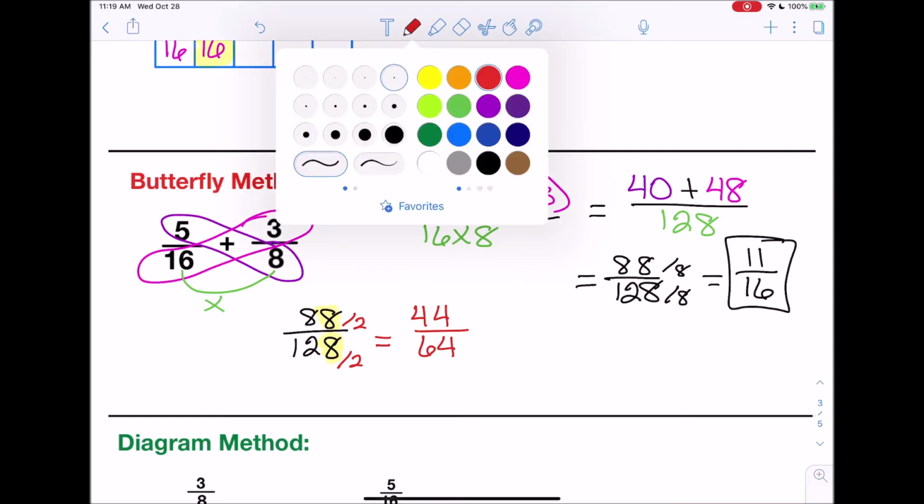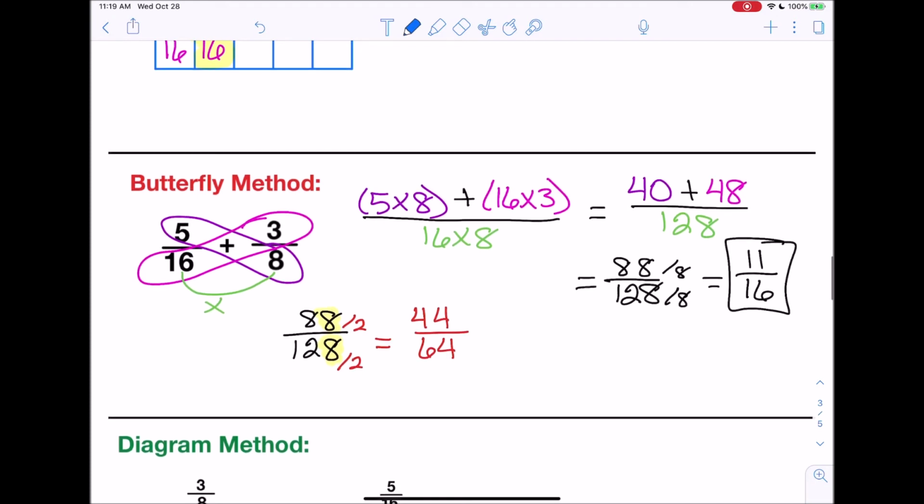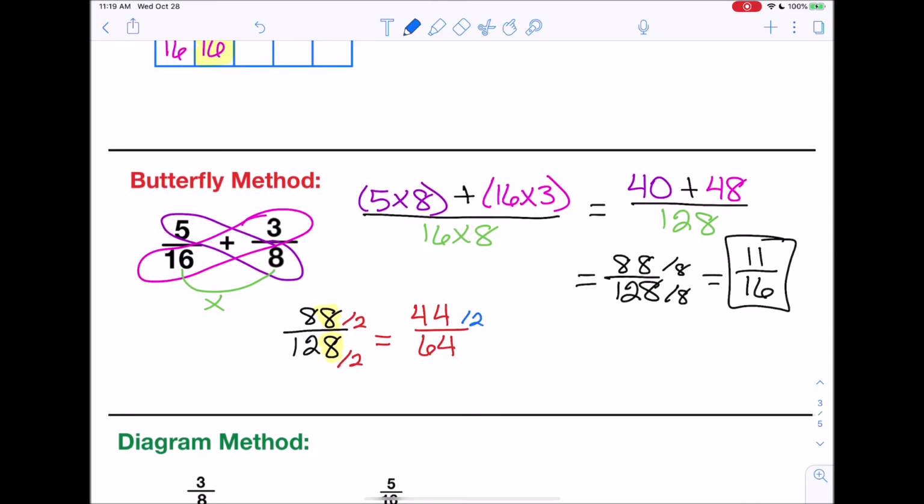Once we're here, we can go ahead and divide again by 2, because notice 44 ends in 4, 64 ends in 4. 4 is an even number, so we know that 2 goes into both. 2 goes into 4 2 times, so 44 divided by 2 is going to be 22. 2 goes into 6 3 times, 2 goes into 4 2 times, we get 22 over 32.